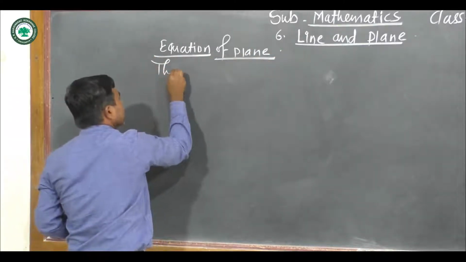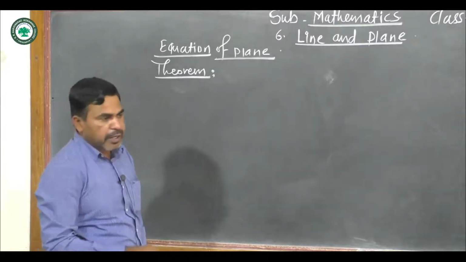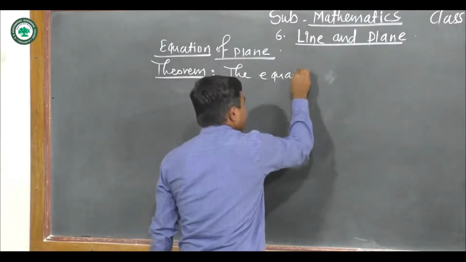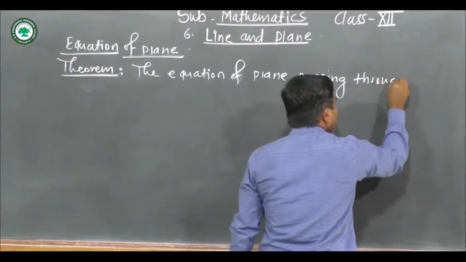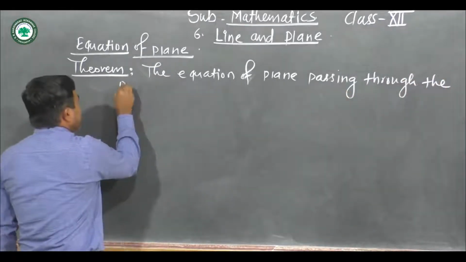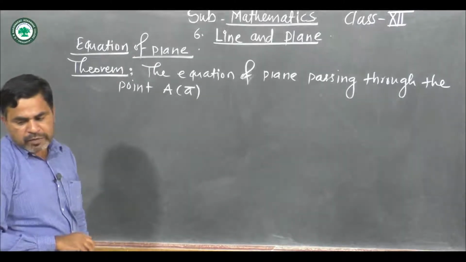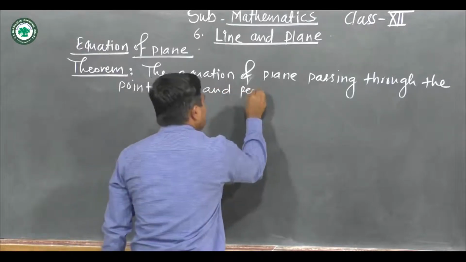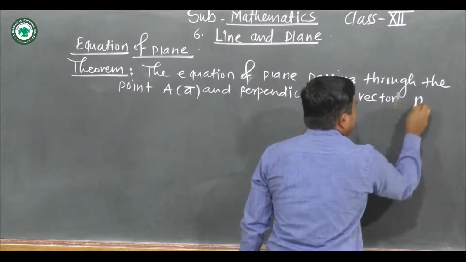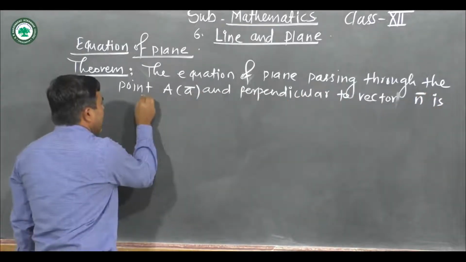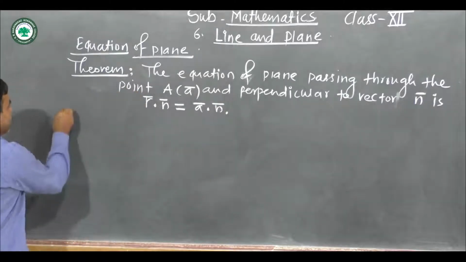So first theorem: the equation of plane passing through the point A with position vector A bar and perpendicular to vector N bar is R bar dot N bar is equal to A bar dot N bar. So let's see the proof of this theorem.